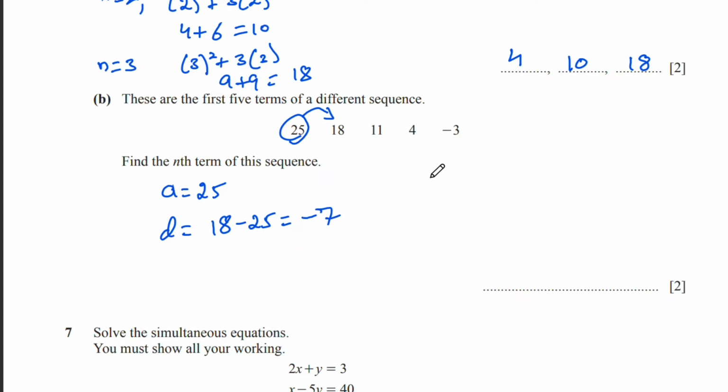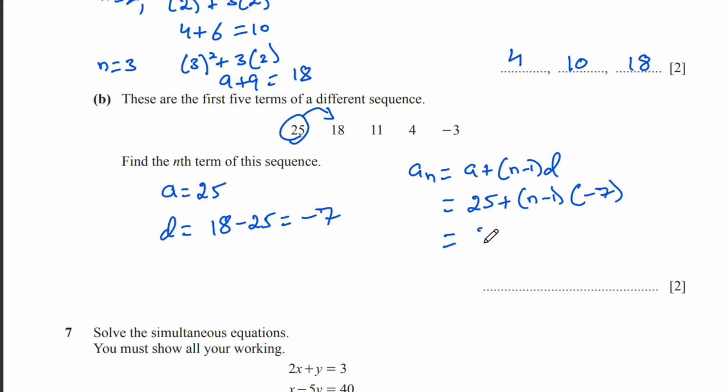So now we know that the nth term is given as an equals a plus n minus 1 into d. So now substituting the values, a as 25 plus n minus 1 and then d is minus 7. Now open the bracket, this will be 25 minus 7n and then plus 7. So this will be 25 plus 7, 32 minus 7n. So 32 minus 7n will be the answer.